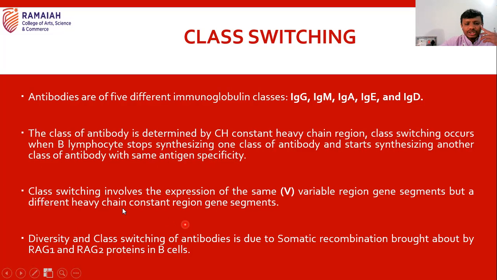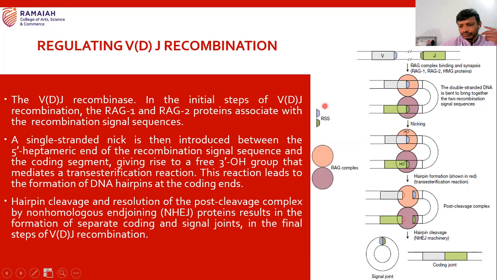Class switching involves the expression of the same variable region gene segment, but a different type of constant region. The two important proteins involved in this mechanism are RAG1 and RAG2 in case of B cells. So remember these two names, RAG1 and RAG2. These proteins work in changing the class from one type to the other.